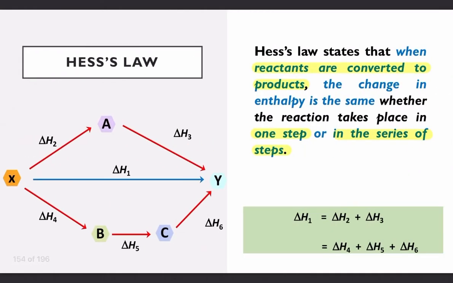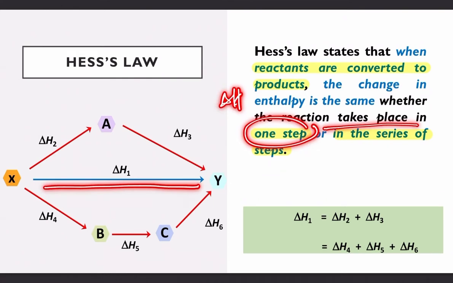So Hess's Law. What is Hess's Law? It states that when reactants are converted to products, so we have our reactant X and product Y, the change in enthalpy is the same, delta H is the same, whether the reaction takes place in one step, meaning in this diagram here is delta H1, just a one-step process, or in a series of steps. So a series of steps means there's more than one step.